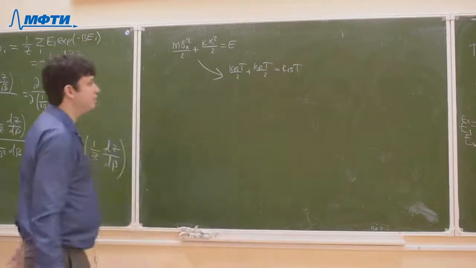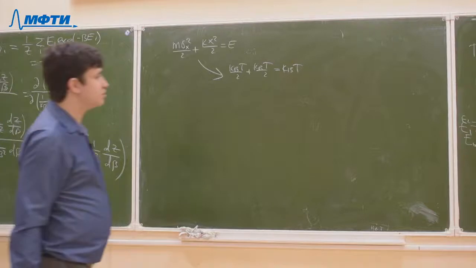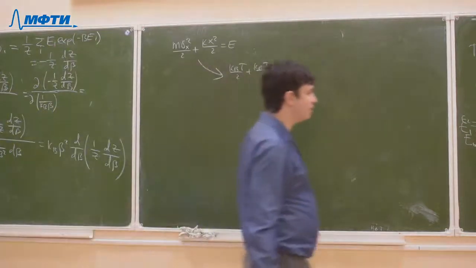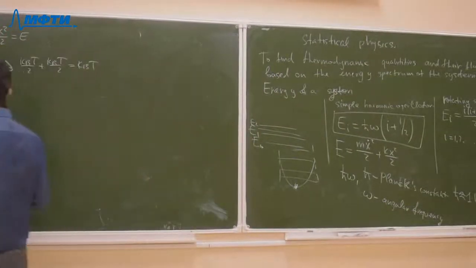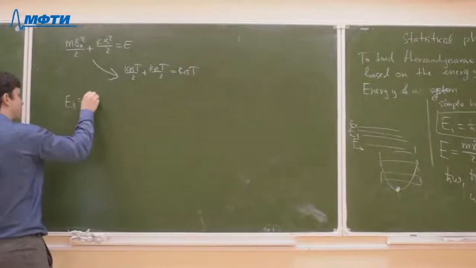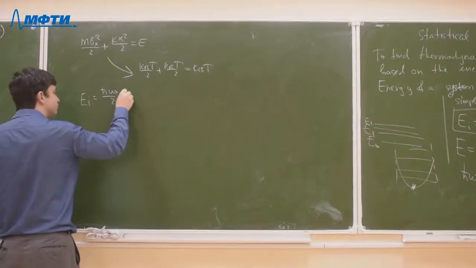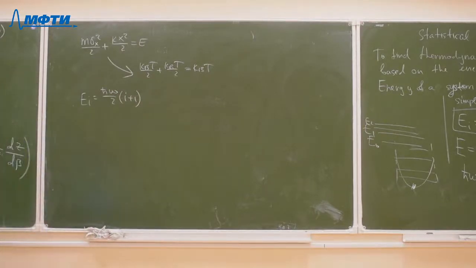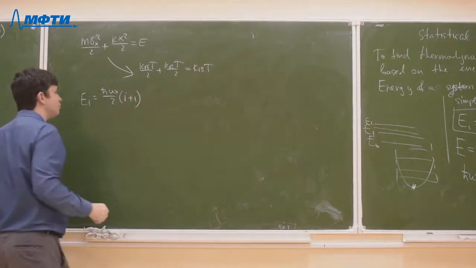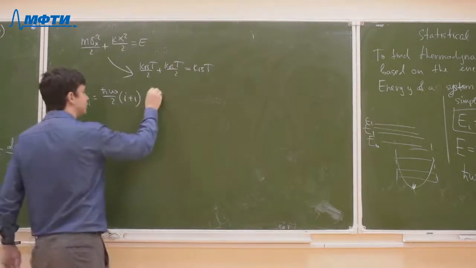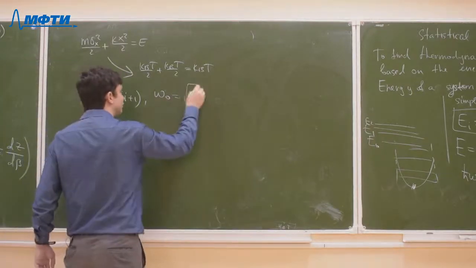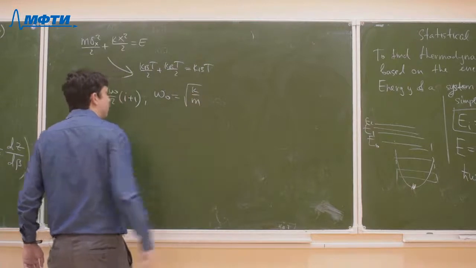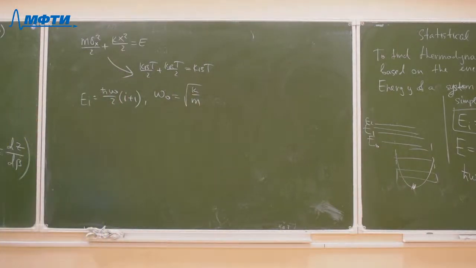Quantum theory gives you that energies of oscillators can be described by this formula, where i is an integer value, and omega is the angular frequency of oscillations, expressed through the properties of this oscillator as follows.